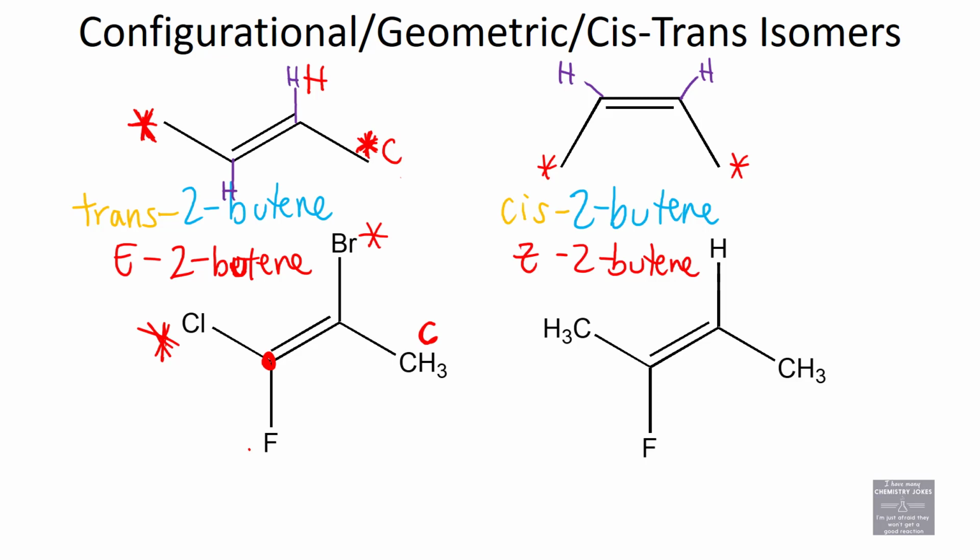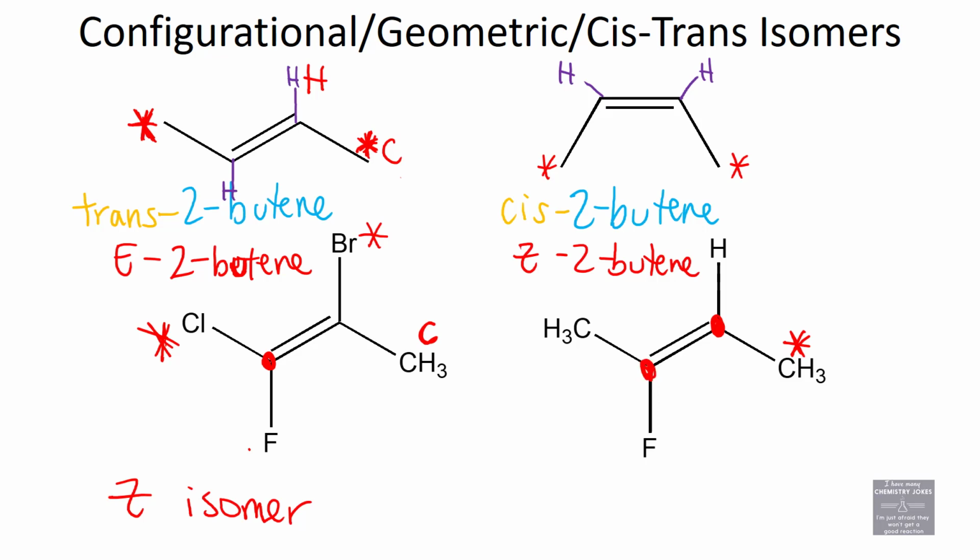Those two high priority groups are on Z, the same side. So that's the Z isomer. We're not going to name the whole thing. Over here, hydrogen versus carbon. Here, hydrogen versus carbon. Carbon's a higher atomic number, higher priority.